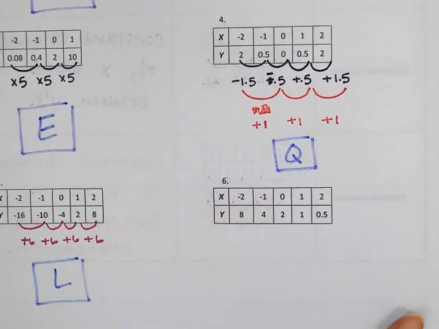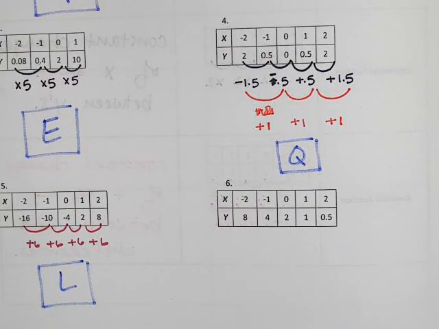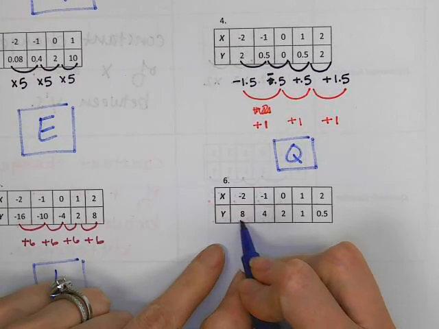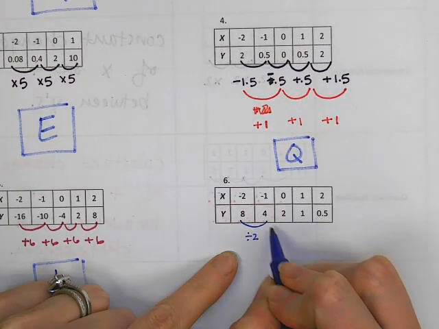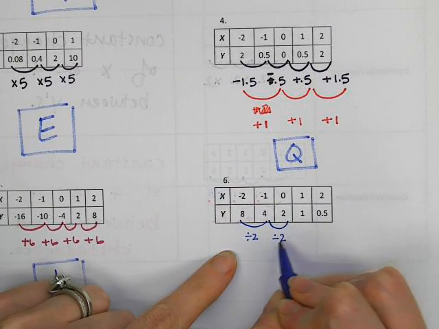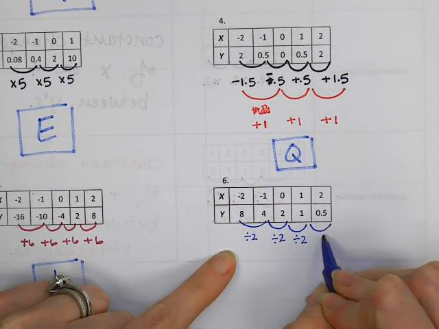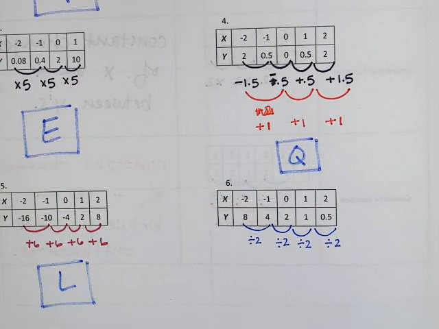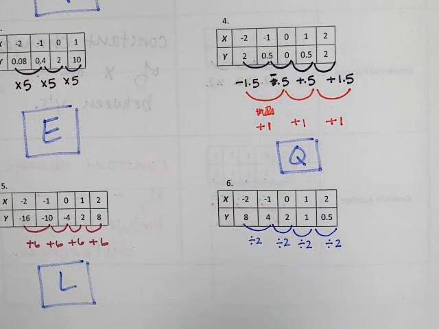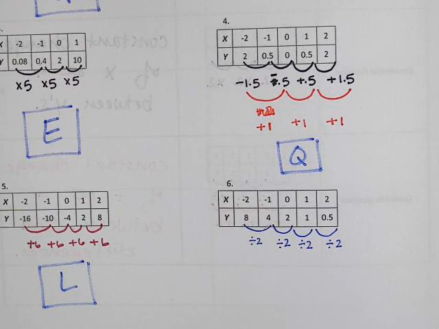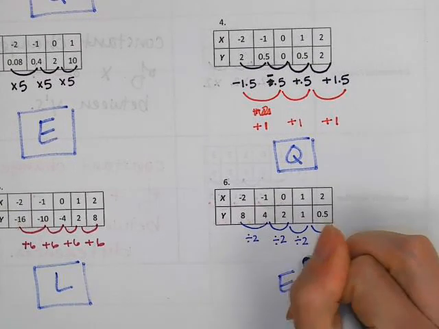And then number 6, this one I actually think we're dividing. 8 divided by 2 is 4. 4 divided by 2 is 2. 2 divided by 2 is 1. 1 divided by 2 is 1/2. So when it's a constant division, that is exponential.